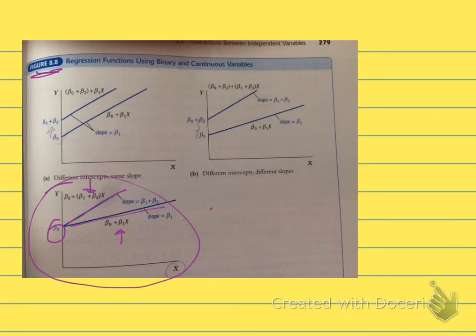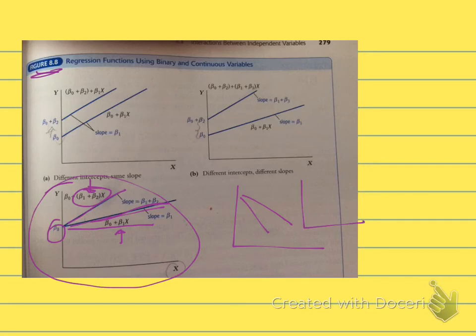Now, obviously, if beta 2 were negative, this slope would be underneath the first slope, right? So it all depends on the sign of beta 2 and the sign of beta 1, right? So we could have the two slopes looking like this. So this is a generic picture. It doesn't mean that the slopes are always positive. It just means that the slopes are different.